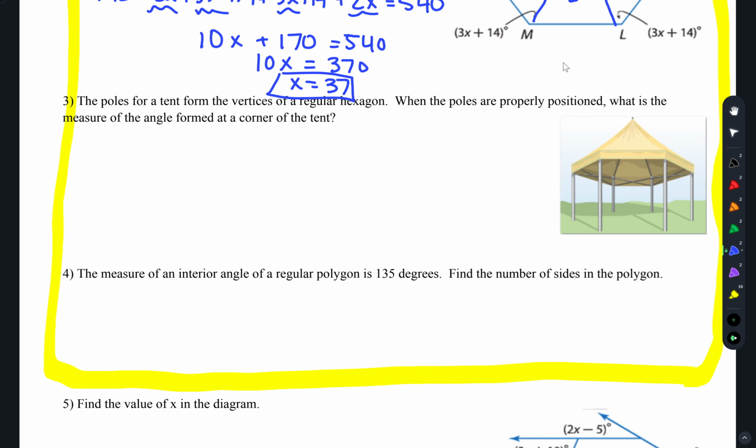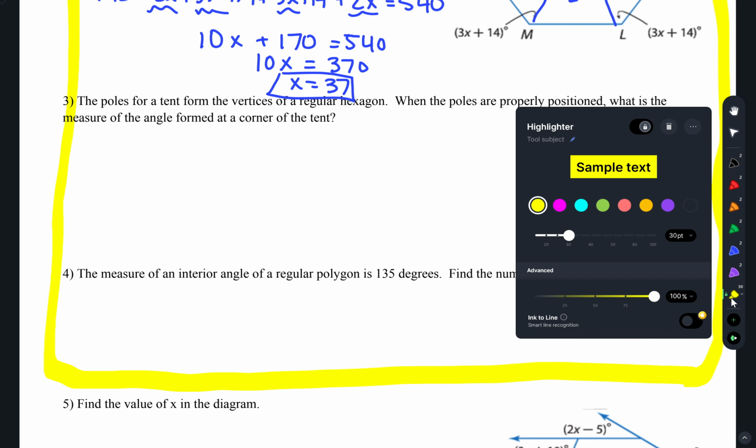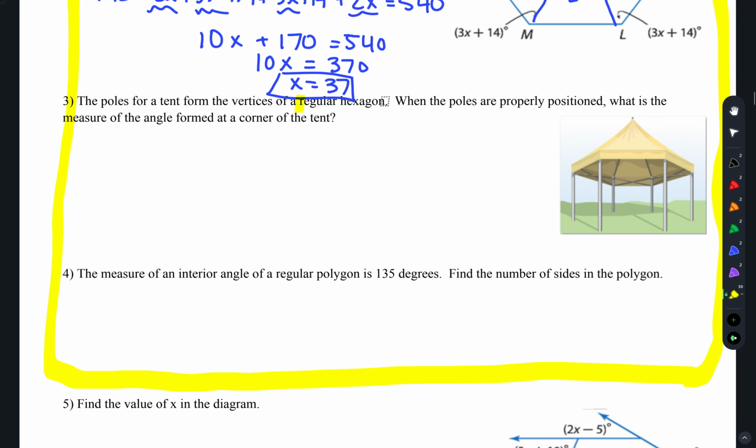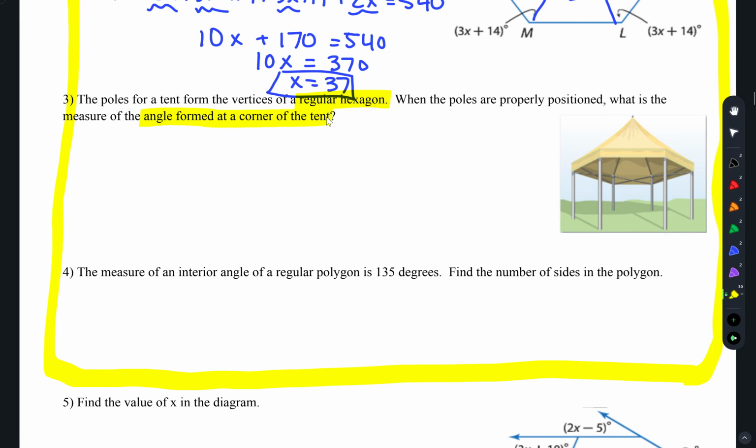All right. The poles for a tent form the vertices of a regular hexagon. When the poles are properly positioned, what is the measure of the angle formed at a corner of the tent? Again, some keywords that I'm looking for. I see this is a regular hexagon. That's telling me all my angles are the same, and there are 6 of them. Then I see the measure of the angle formed at a corner. So I'm looking for one of my interior angles of this tent.